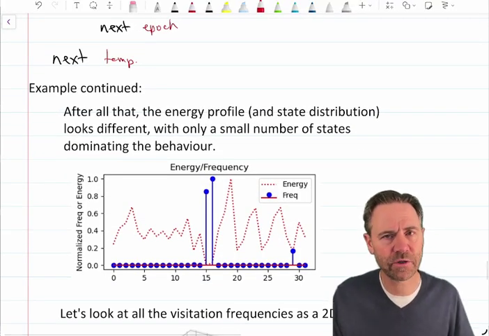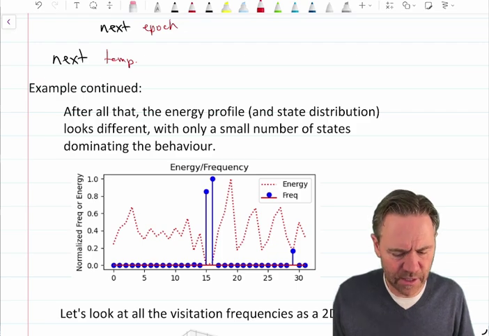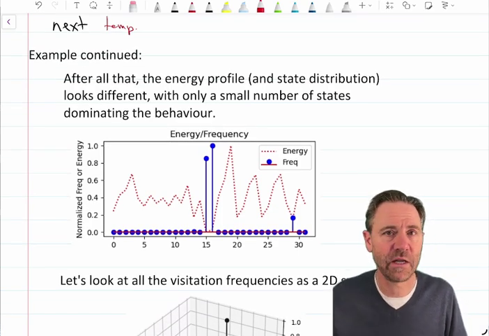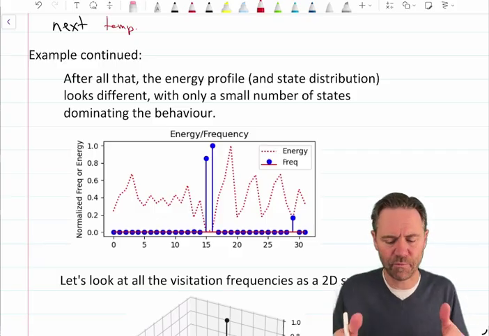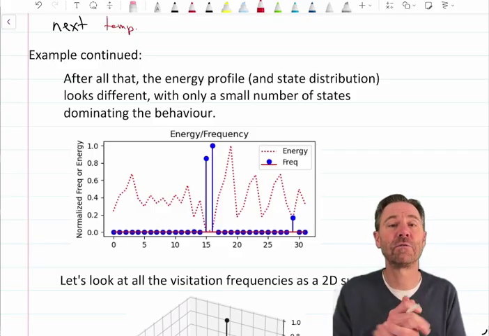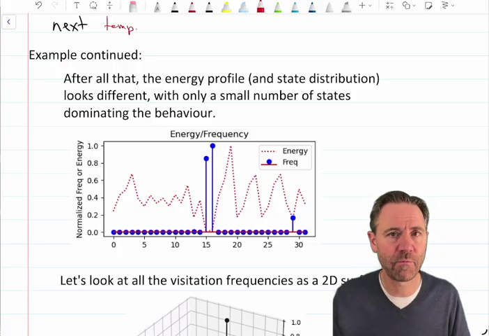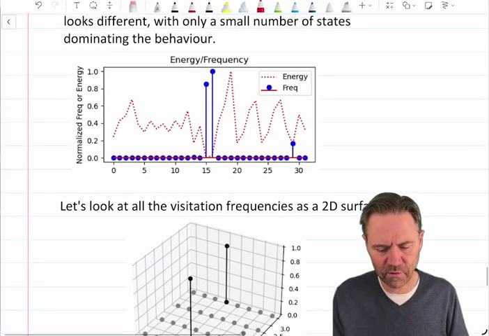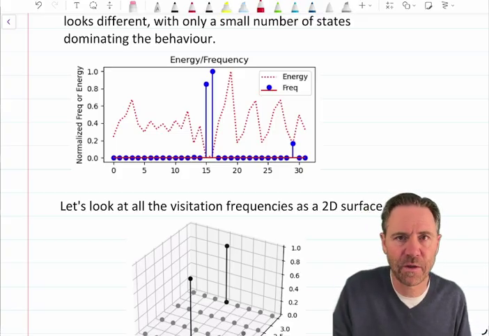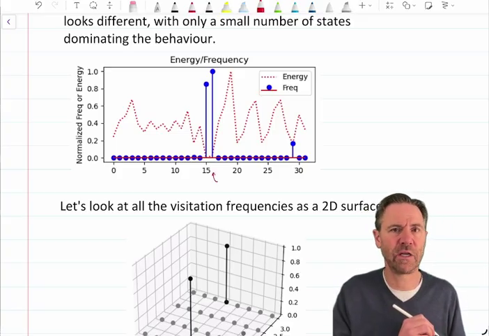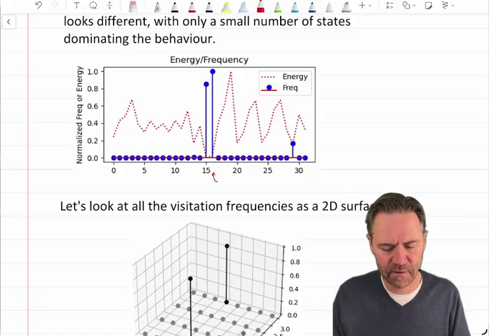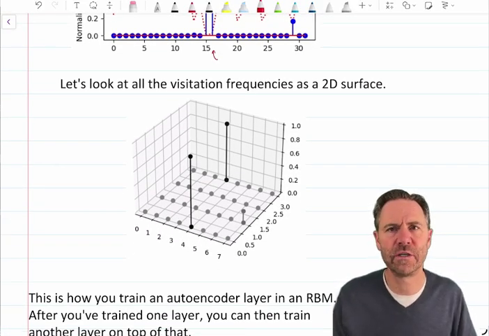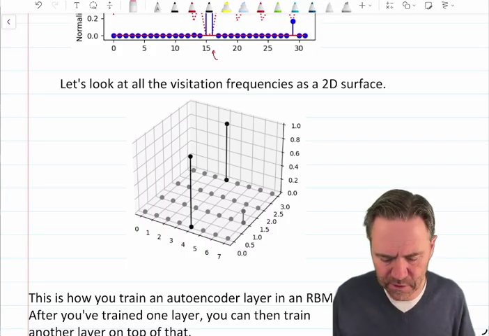Okay, so after all that training, in this example, the energy profile looks a lot different. We only get 3 different states that have really low energy. And when I run the network freely, those states are occupied far more frequently. I won't go into which index counts for which particular visible and hidden state. Instead, I'll represent that down here. It's a 2D surface, actually a 2D stem plot.